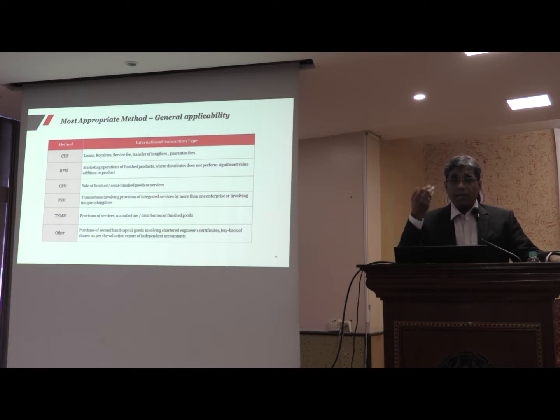Many years back, in India we used to have this. There used to be a pool of data from where you could capture the royalties which were agreed between entities. Nowadays that data is not available, but it used to be. So similarly for guarantee fees, etc., you can look them up, and therefore the other methods: the resale price method, typically in a distributor, and cost plus method, typically in a sale of finished goods or semi-finished goods or services.